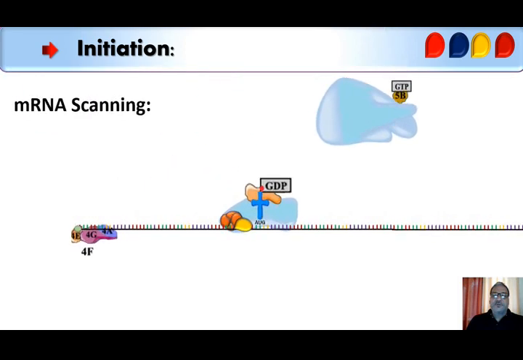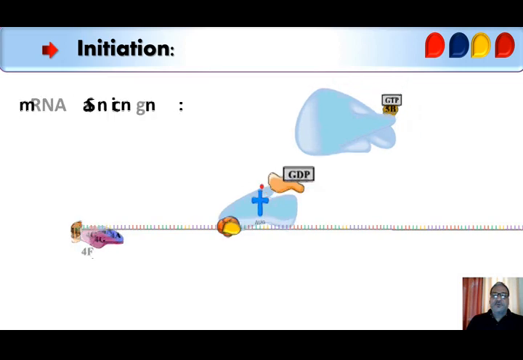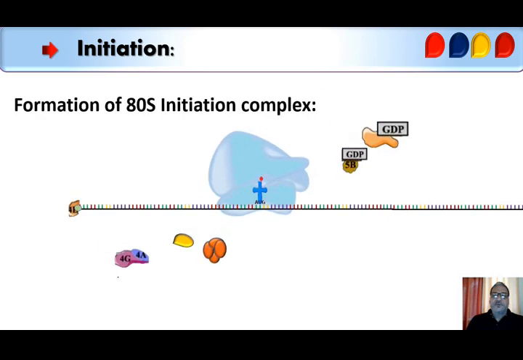This process we call scanning of the mRNA, and in the meantime the larger subunit, that is the 60S subunit, binds with a GTP molecule with factor 5B. Now this results in formation of an 80S initiation complex. The 48S initiation complex binds with the 60S ribosomal subunit to form an 80S initiation complex.